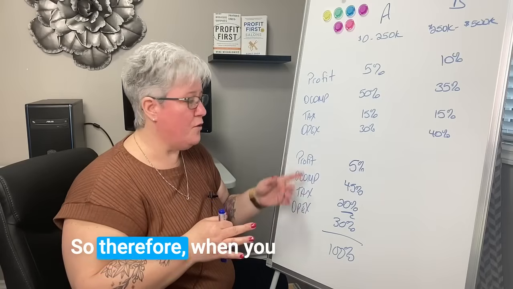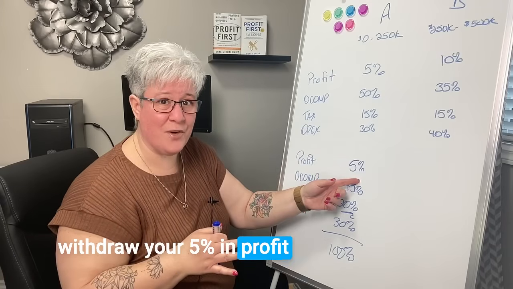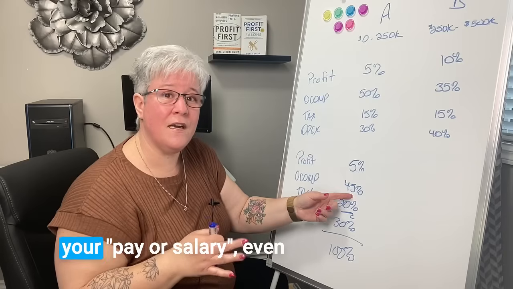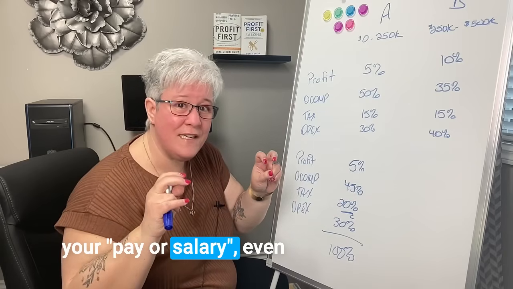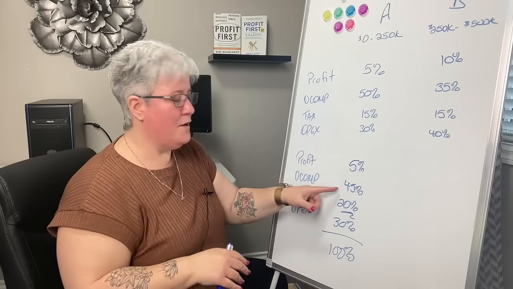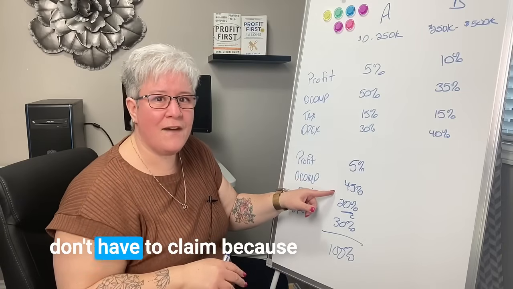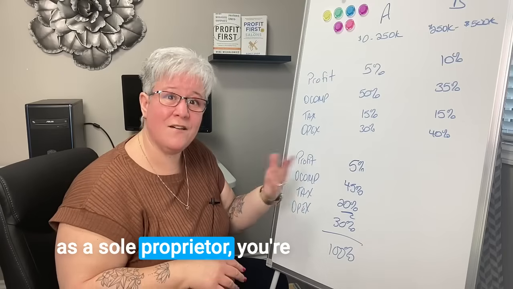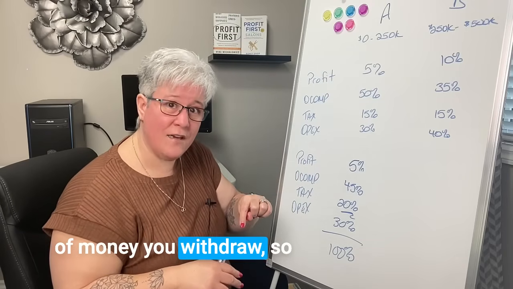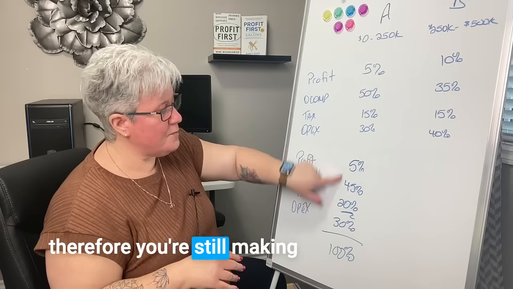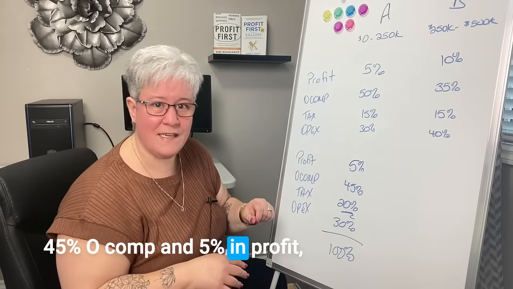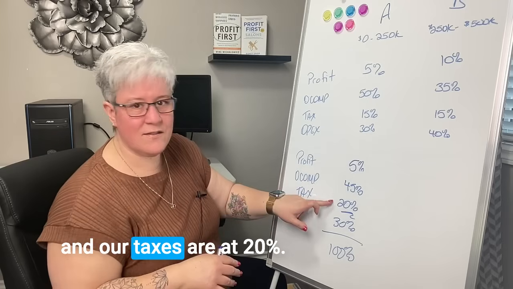So therefore, when you withdraw your 5% in profit and you withdraw your 45% in owner's comp as your pay or salary, even though you can't be on payroll as a sole proprietor, you're taking it as a draw. That's your money that you don't have to claim, because as a sole proprietor, you're getting taxed on your net income, not on the amount of money you withdraw. So therefore, you're still making up your 50% here by taking 45% OCOMP and 5% in profit. And our taxes are at 20%.